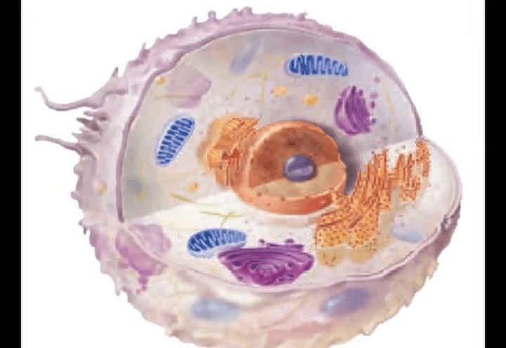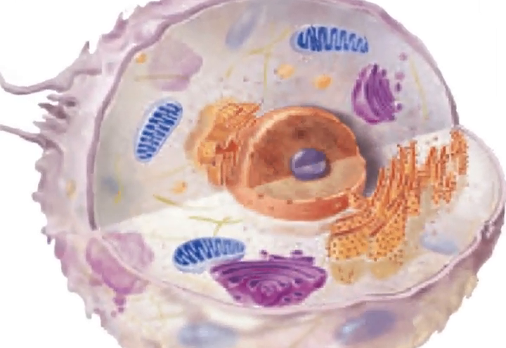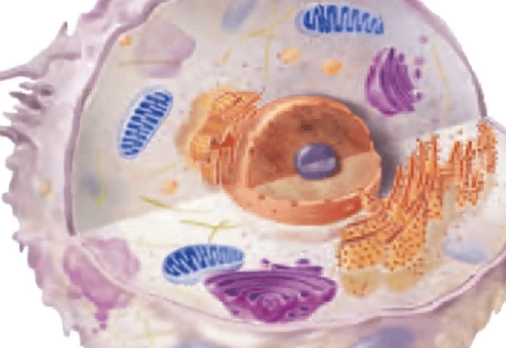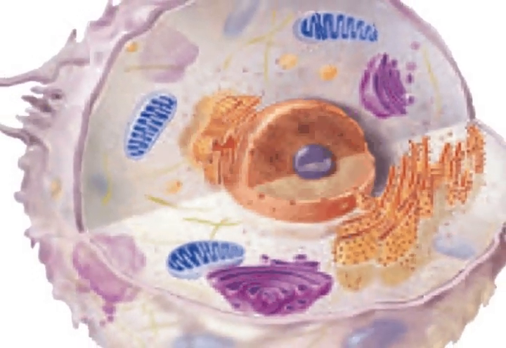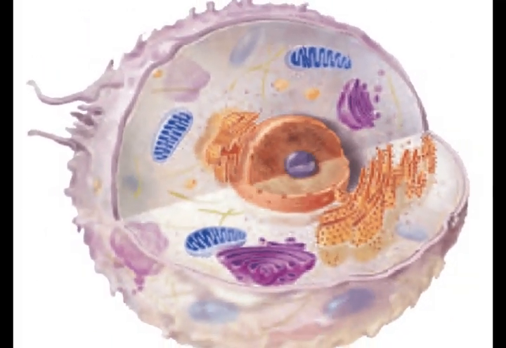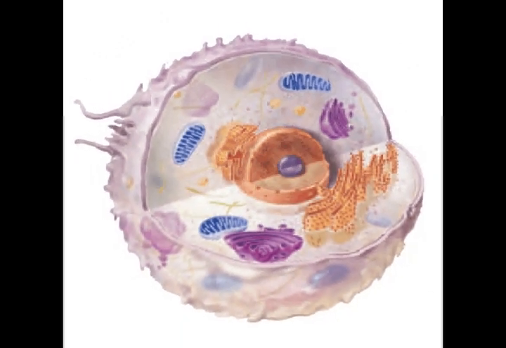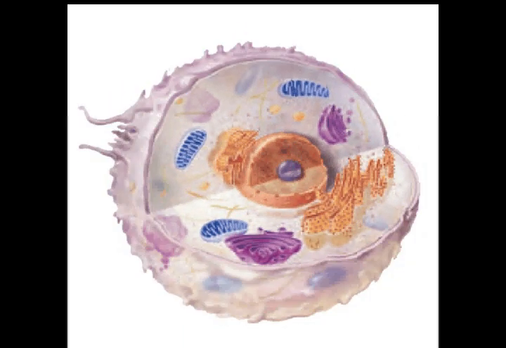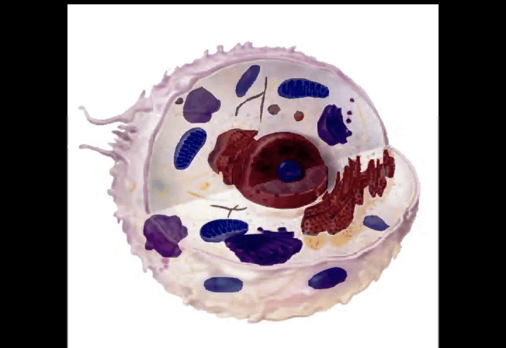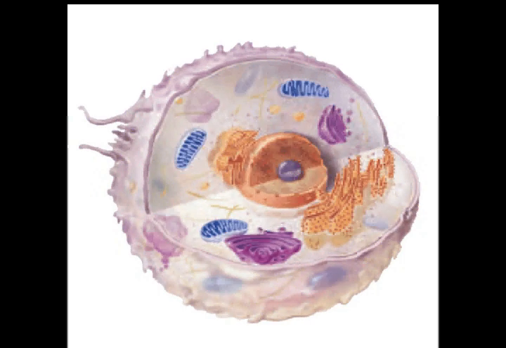All living things are made of tiny structures called cells. A cell is the smallest unit that can perform all the processes necessary for life. All cells are surrounded by a cell membrane. Structures floating in the fluid inside this membrane are called organelles. They perform specific functions within the cell.